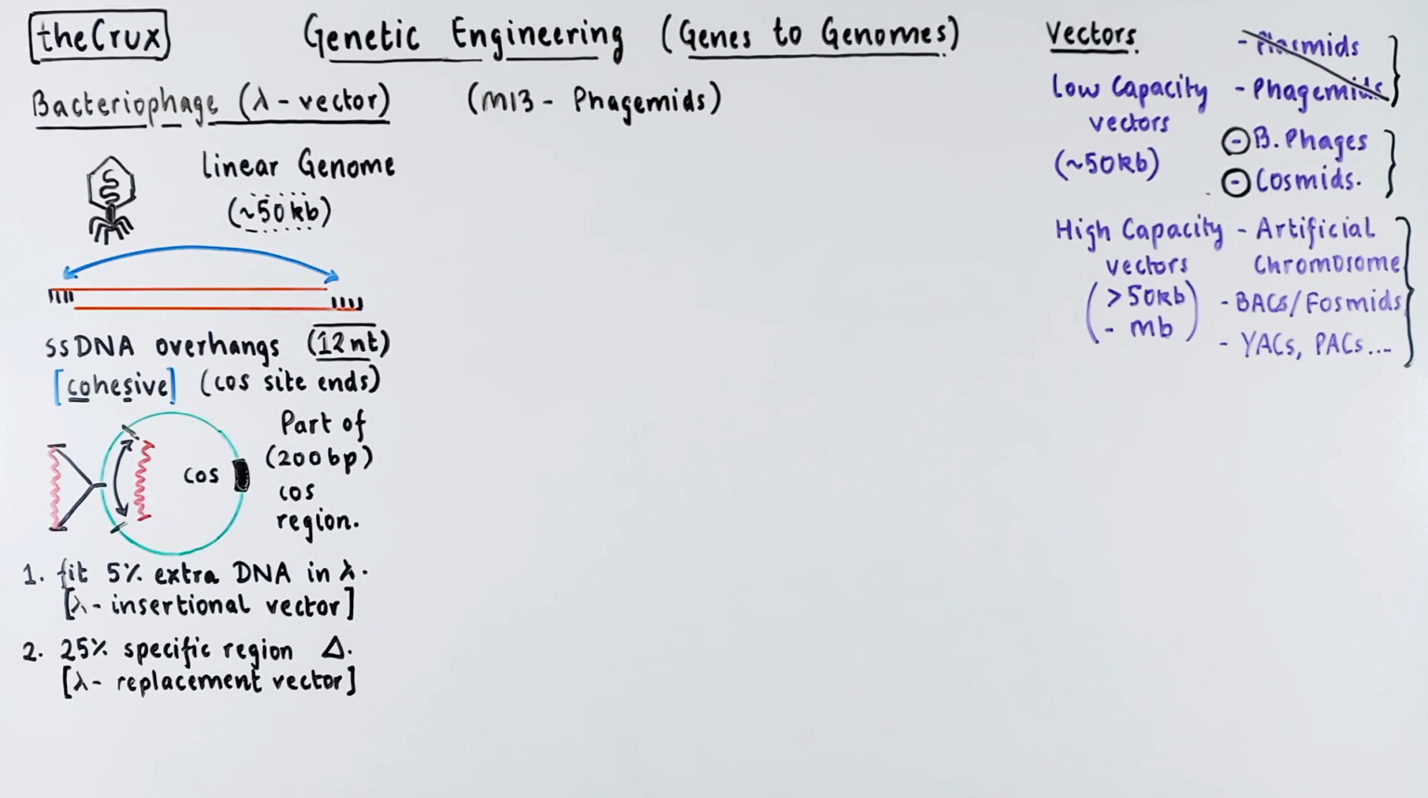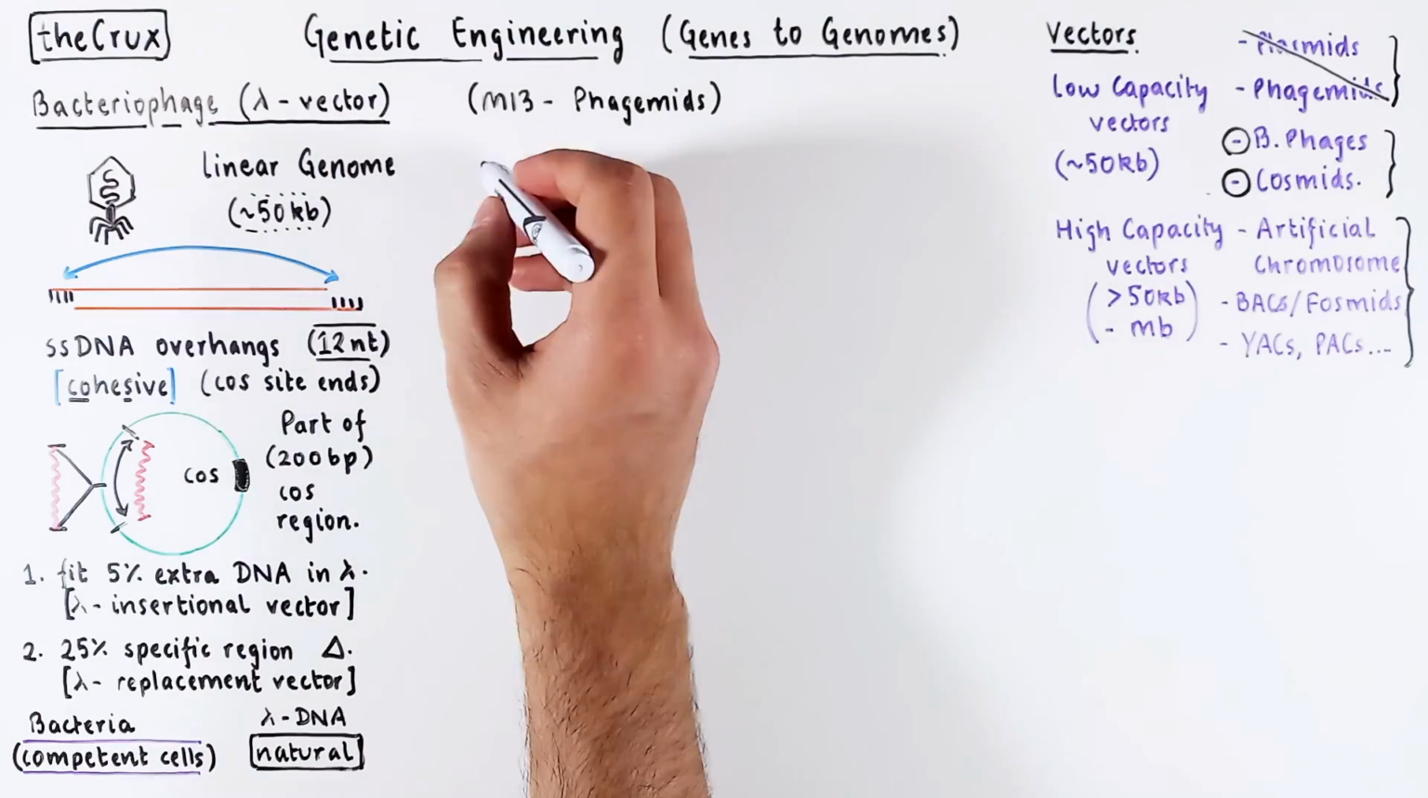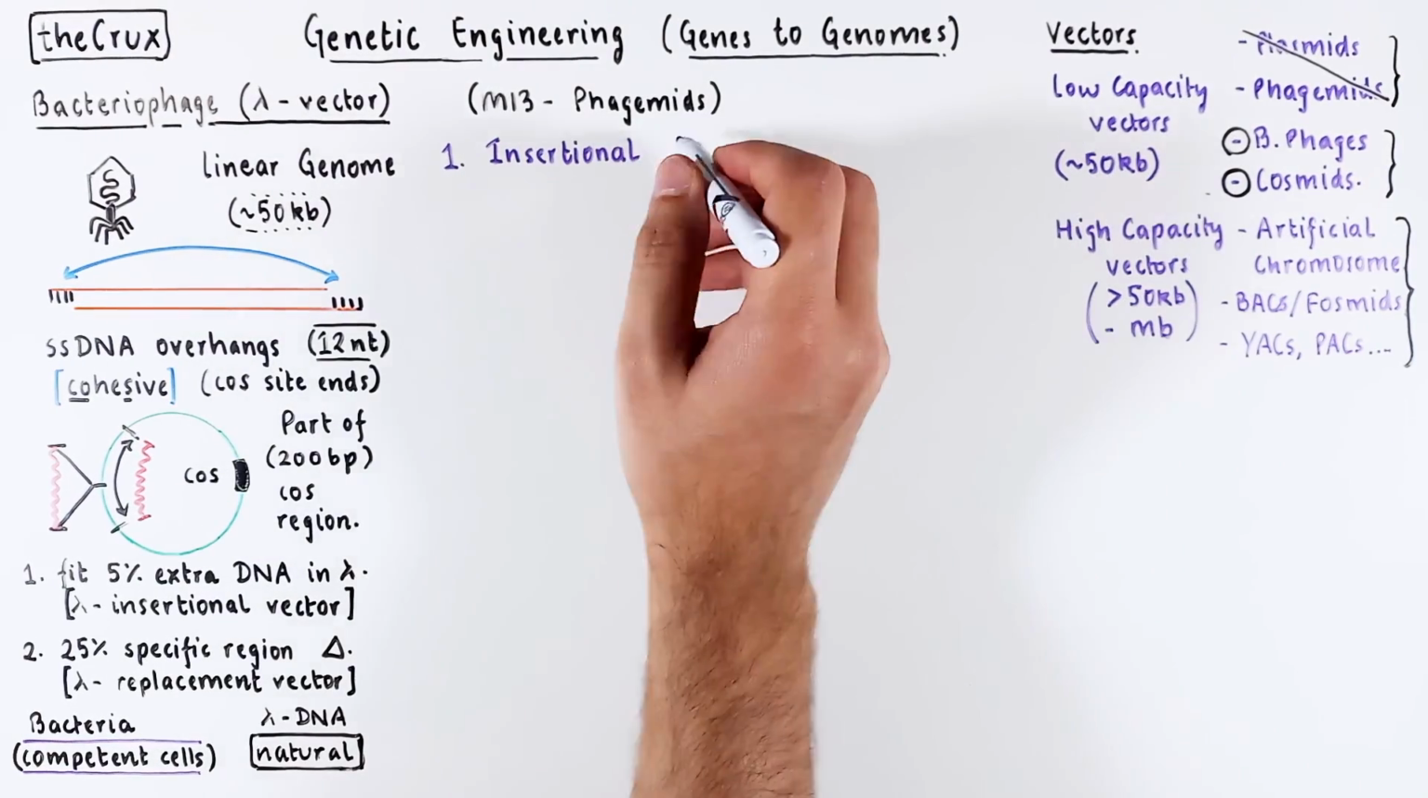Side note, the nice thing about viruses as vectors is that you don't have to make special bacteria called competent bacteria to insert your DNA. Lambda phages naturally infect their host, so the entire process bypasses the need for any special bacteria. We will discuss competent bacteria when we get to delivery methods. Anyways, let's expand on the insertional vector.